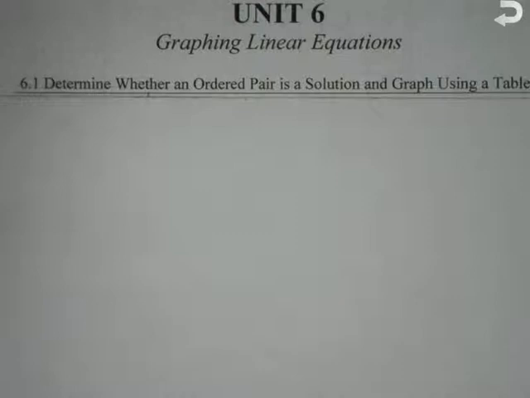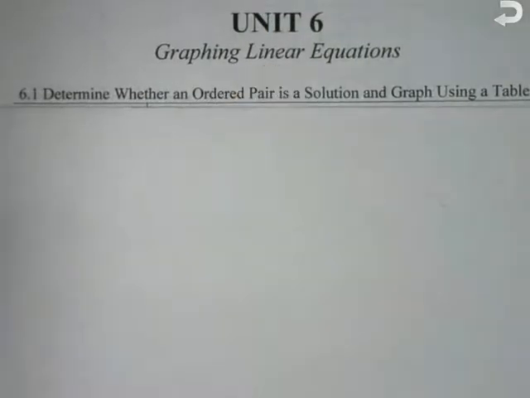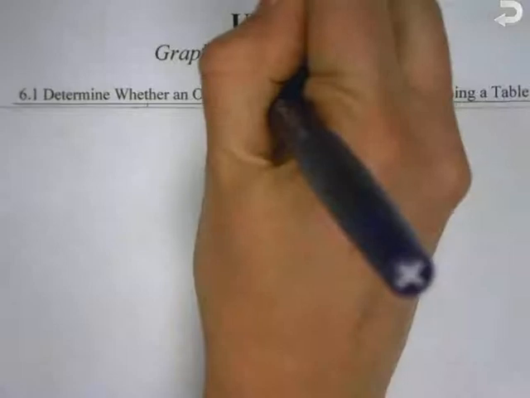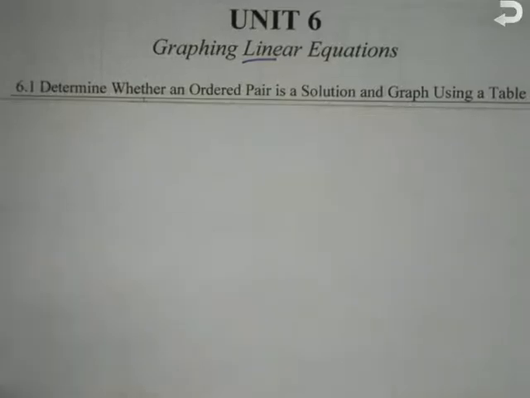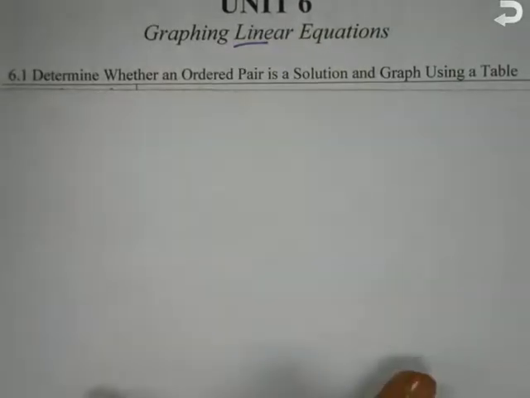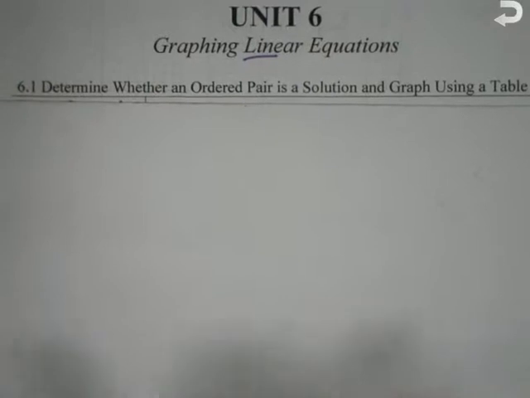Okay, Unit 6 is all about graphing what we call linear equations. Look at that word, linear, like line. Very good. Linear is like line, which means we're not graphing parabolas, we're only graphing lines right now. Just straight lines. Are lines easy? Lines are a lot easier than parabolas.